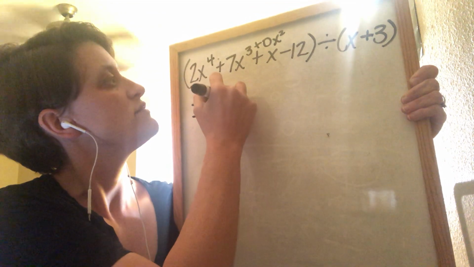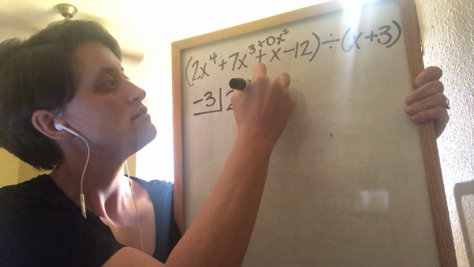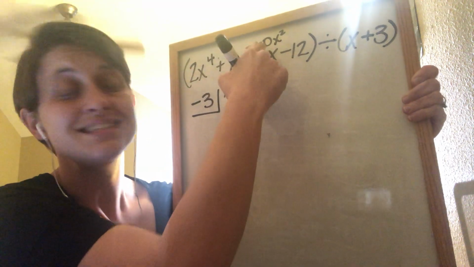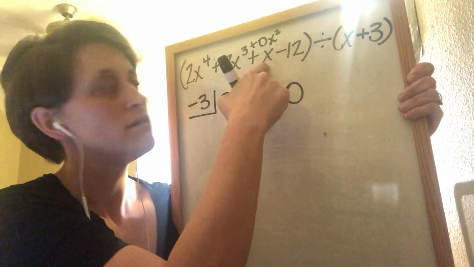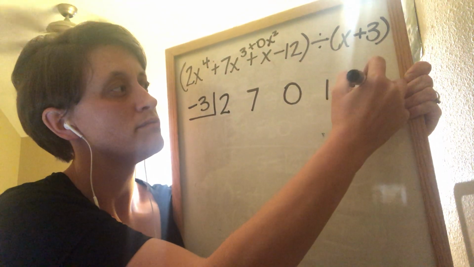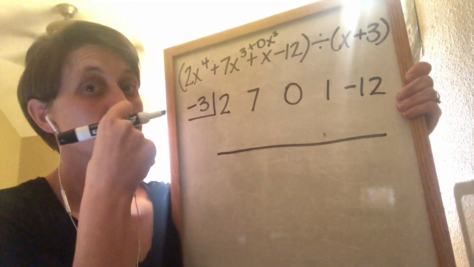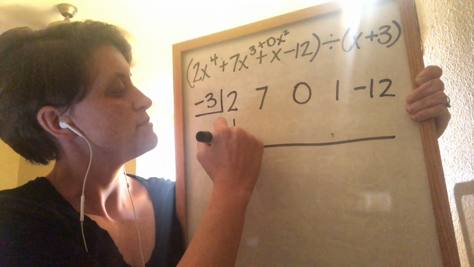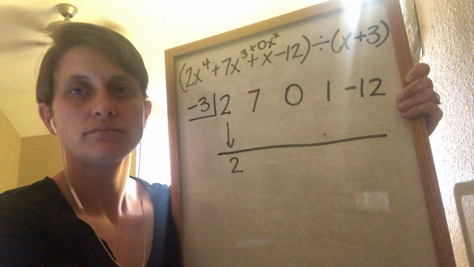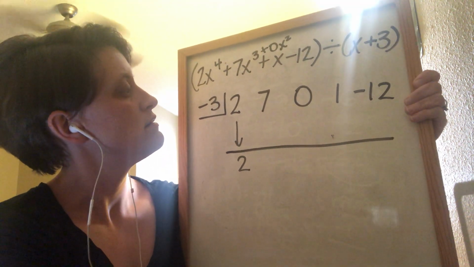So let's list our coefficients. We have 2, 7. Don't forget the 0 for the x squared. 1, -12. Skip a line, draw a horizontal line, bring the first number down. And we're all set up. We're ready to go with the synthetic division.